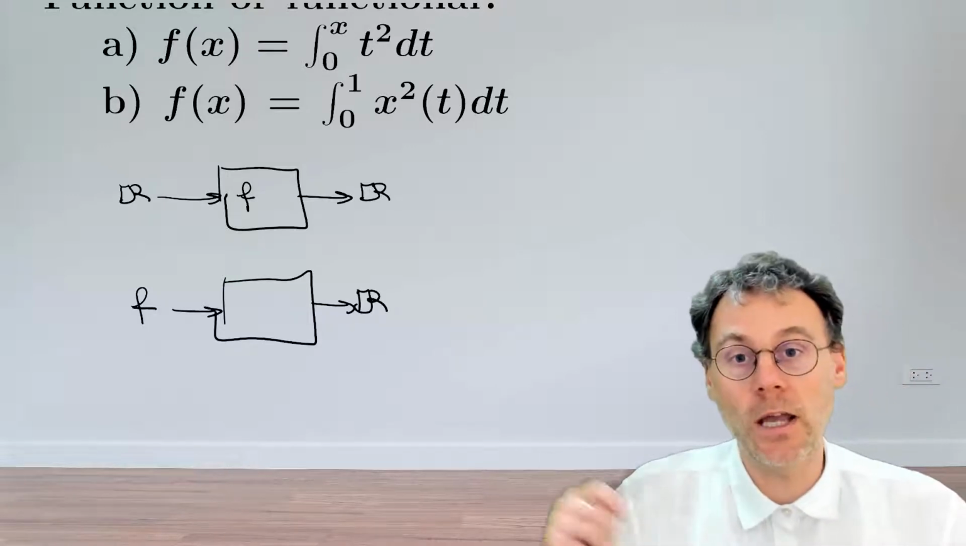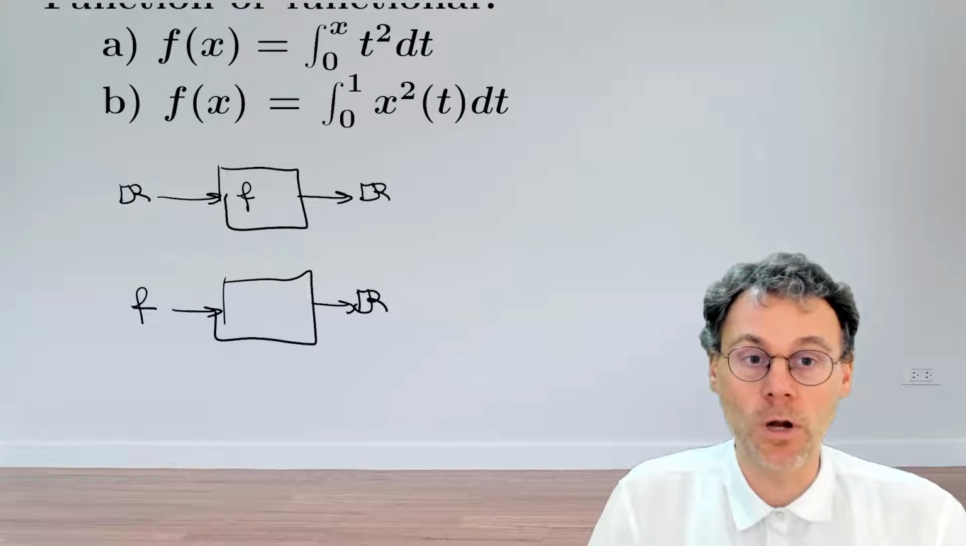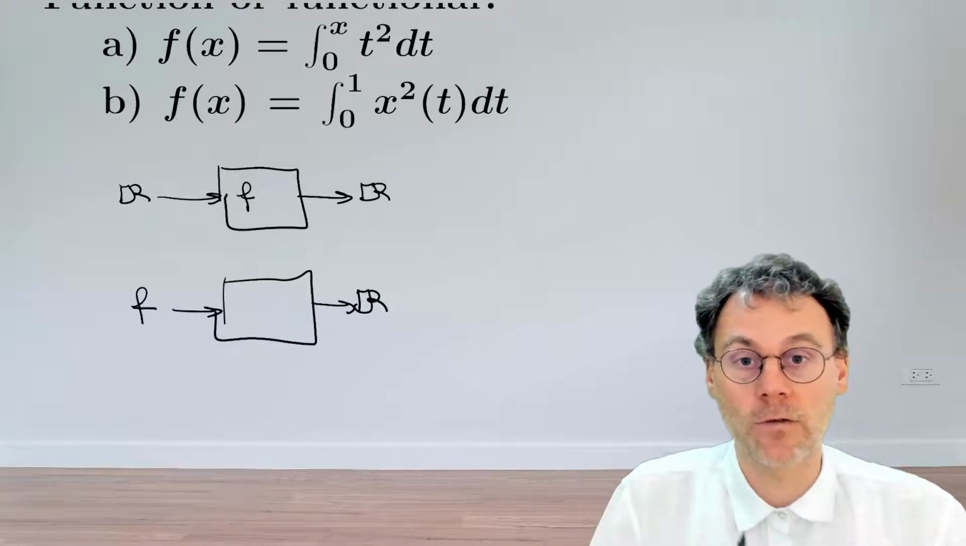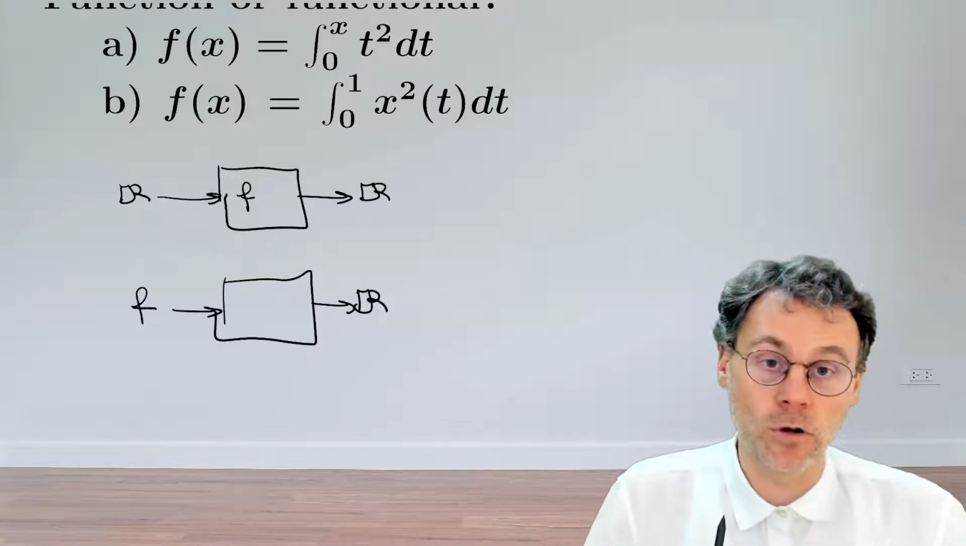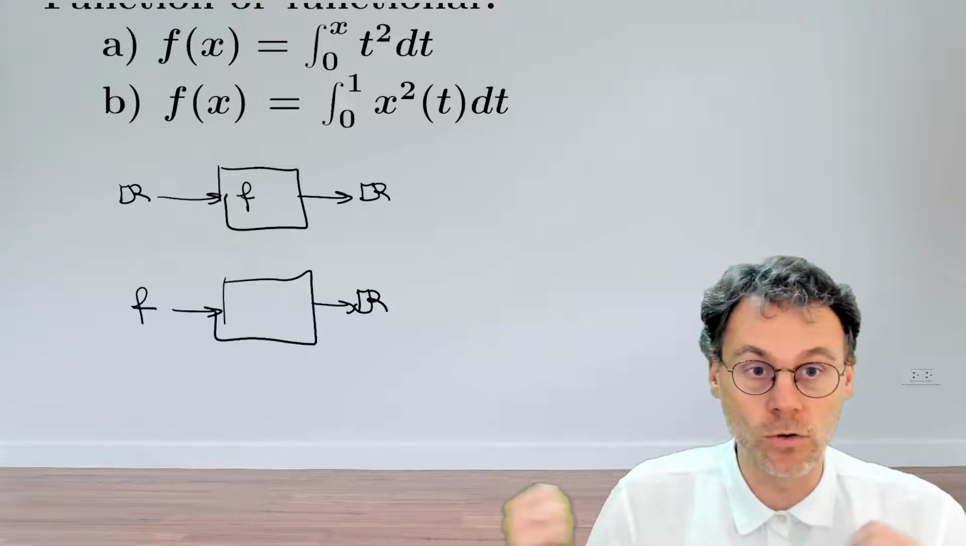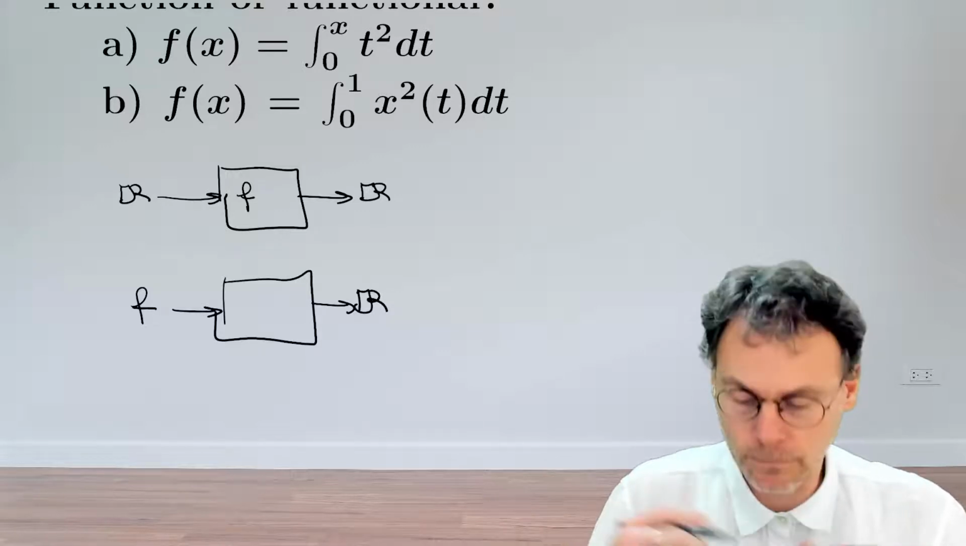So how can you take a function and turn that into a number? Well, for example, you could integrate that function and then the area under the curve gives you a number. So this is a way to implement a functional.